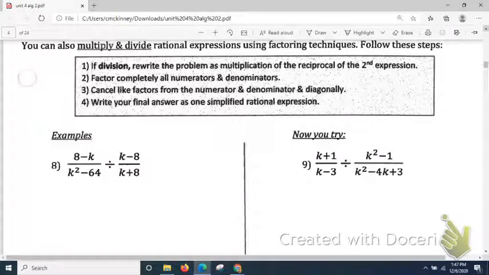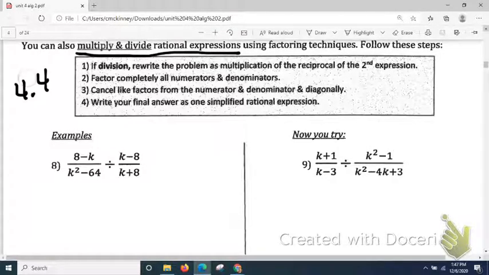Right, so this is what I'm going to consider lesson 4.4. Okay, so the fourth video of Unit 4, I guess, on multiplying and dividing rational expressions.